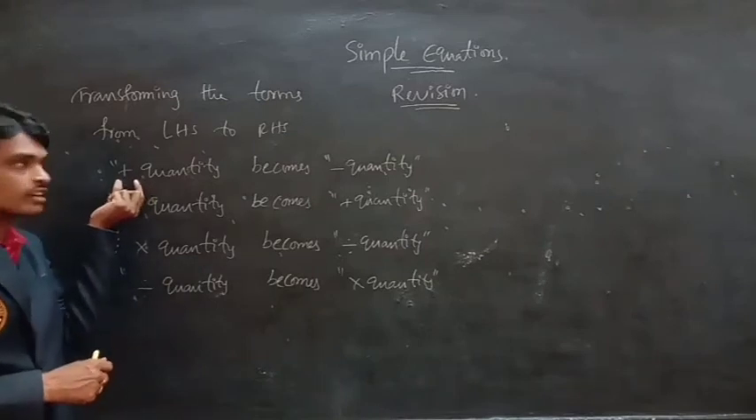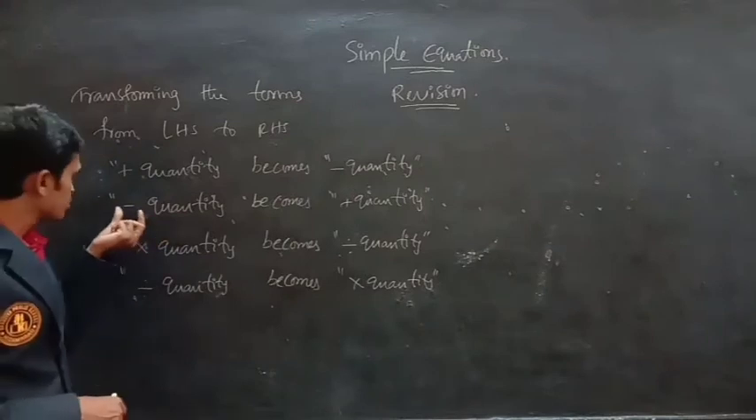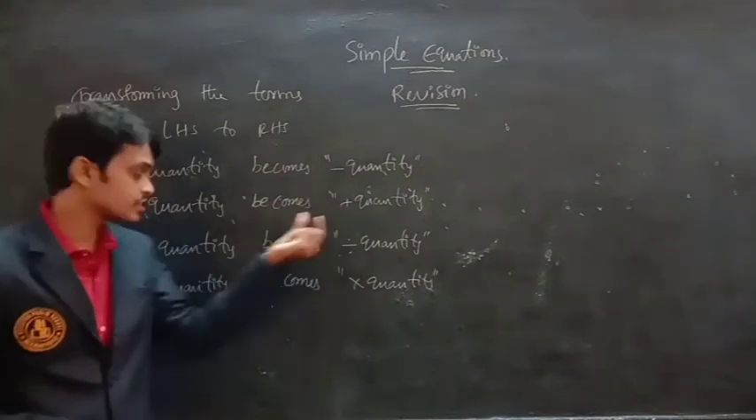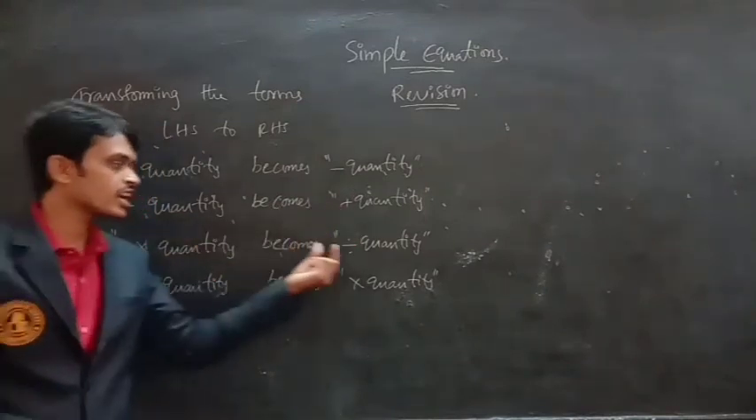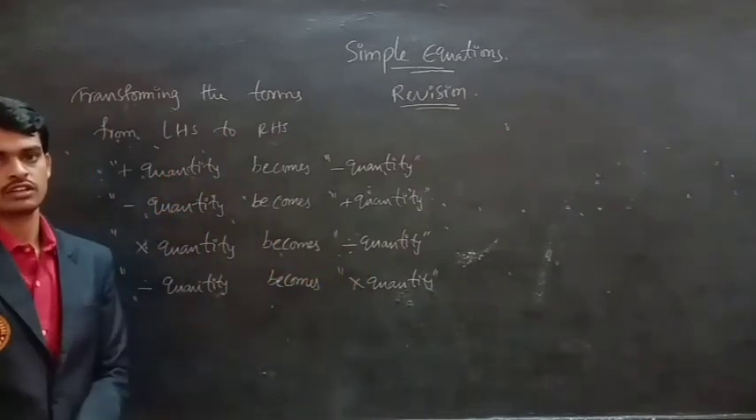The plus quantity will become a minus. The symbols will change. Minus quantity becomes a plus. Multiplication becomes a division. Division becomes a multiplication.